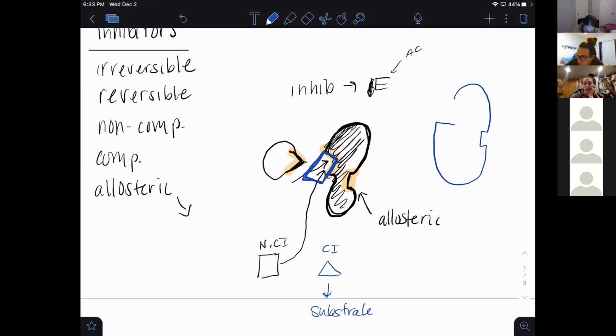Oh. You know, why can't I ever make a triangle? For some reason, it's the weirdest thing. Okay, there we go. Okay.